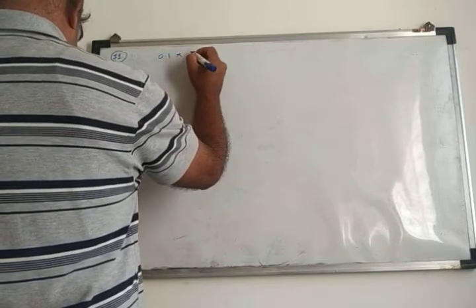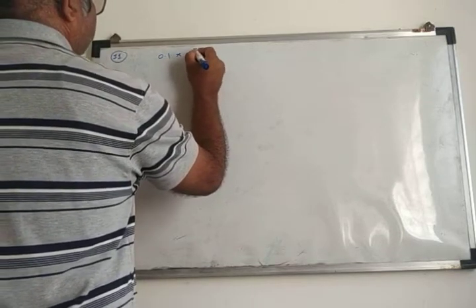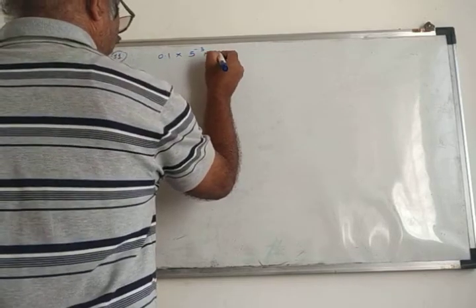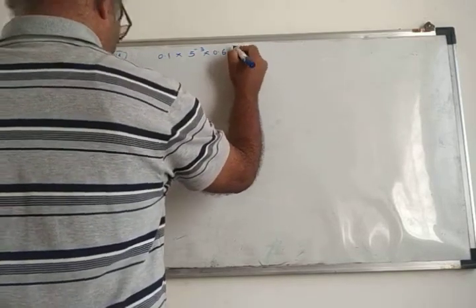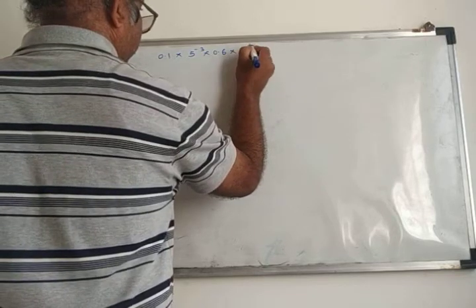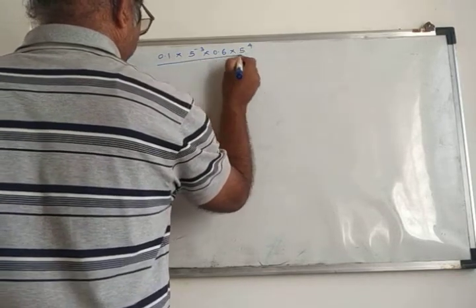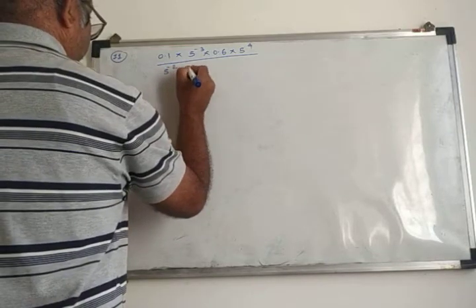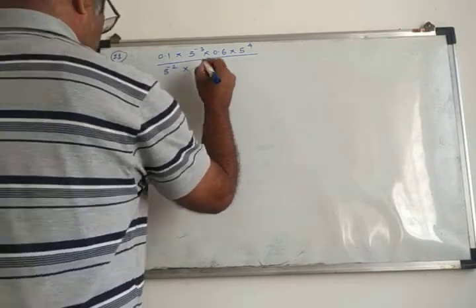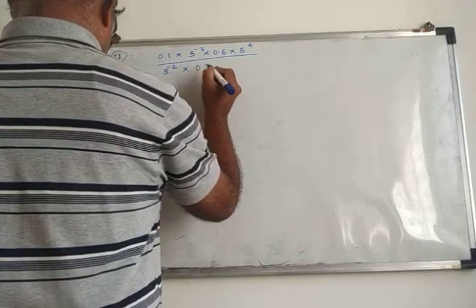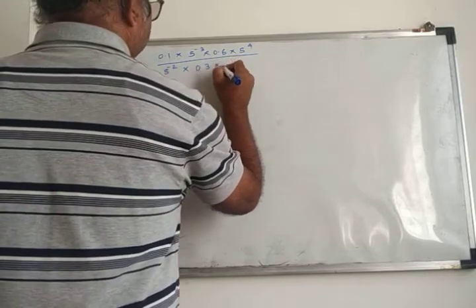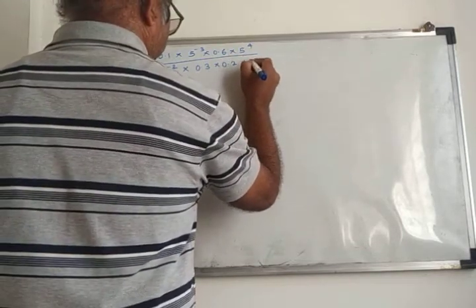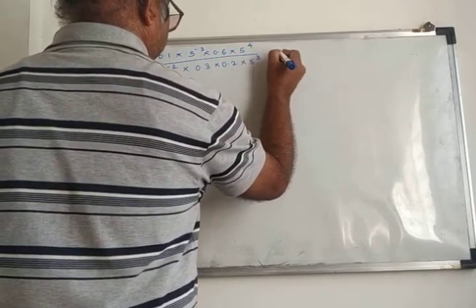into 5 raised to minus 3 into 0.6 into 5 raised to 4, upon 5 raised to minus 2 into 0.3 into 0.2 into 5 raised to 3 is equal to question mark.